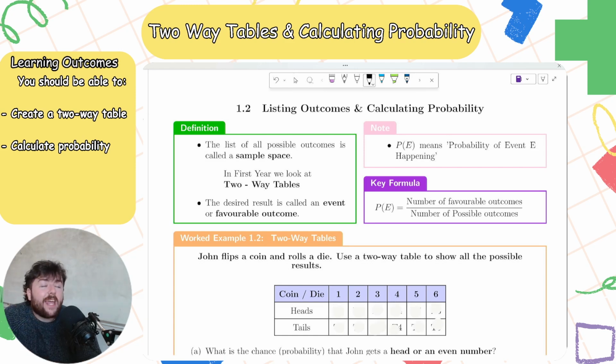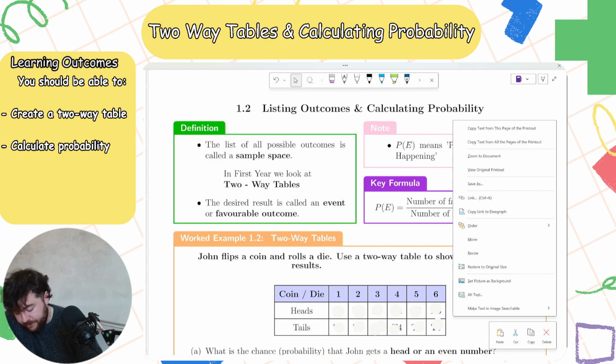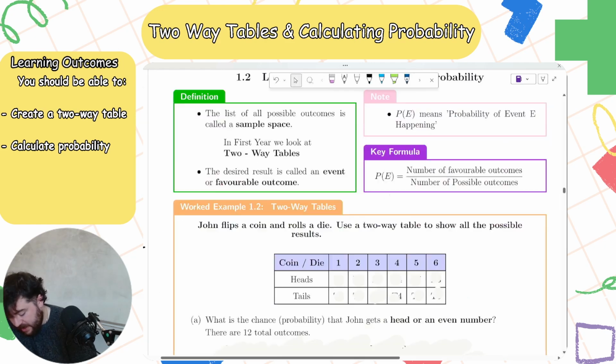If we want to calculate the probability of something happening, P of E just means the probability of an event E happening. And how we do that is the number of favorable outcomes, i.e. the outcomes we want, over the total number of outcomes. So, have a go here.